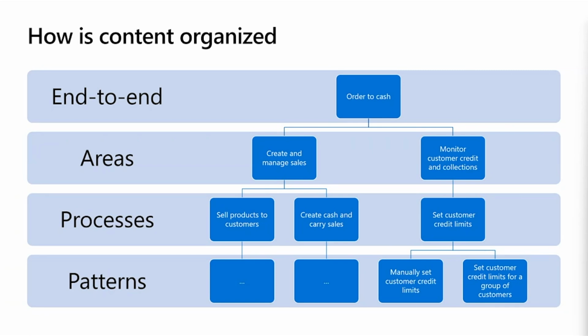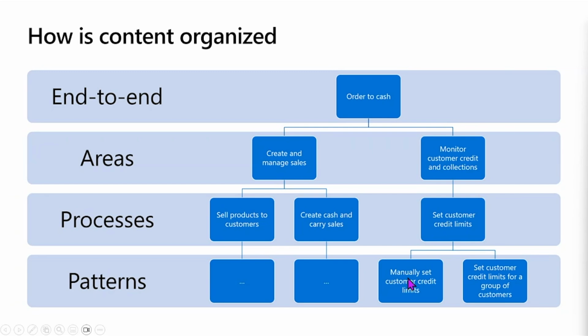Then each one of those areas breaks down into several business processes. Business processes are the actual processes, where by our definition there is a set of tasks that needs to be achieved to reach a specific goal or objective. So you can see that there are different business processes. Like the example for create and manage sales, we show you here, sell products to customers, create cash and carry sales. And then we have set customer credit limits underneath monitor customer credit and collections. There are many business processes underneath each area. This is just a small sampling for your information.